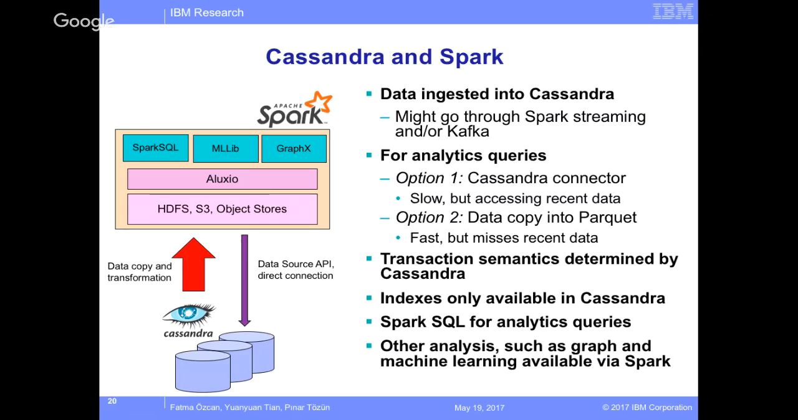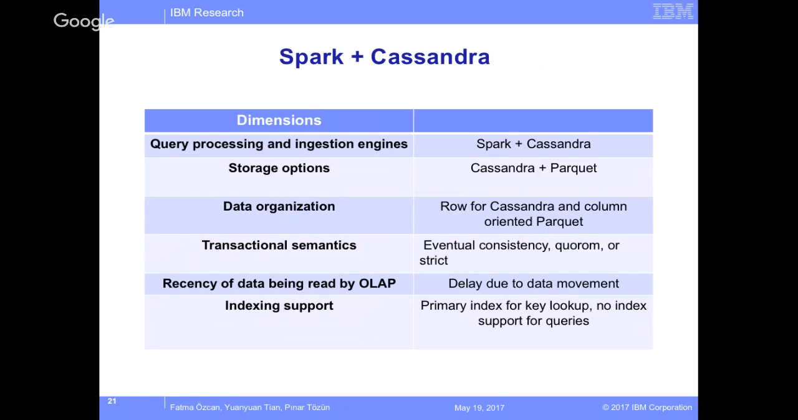And the index is only available in Cassandra for mostly the primary key. And then you use Spark SQL for analytics queries. One basic plus of integrating into the Spark ecosystem is that you can have graph and machine learning analytics for free in this integrated system. Okay, so next. This is a summary of what we have.